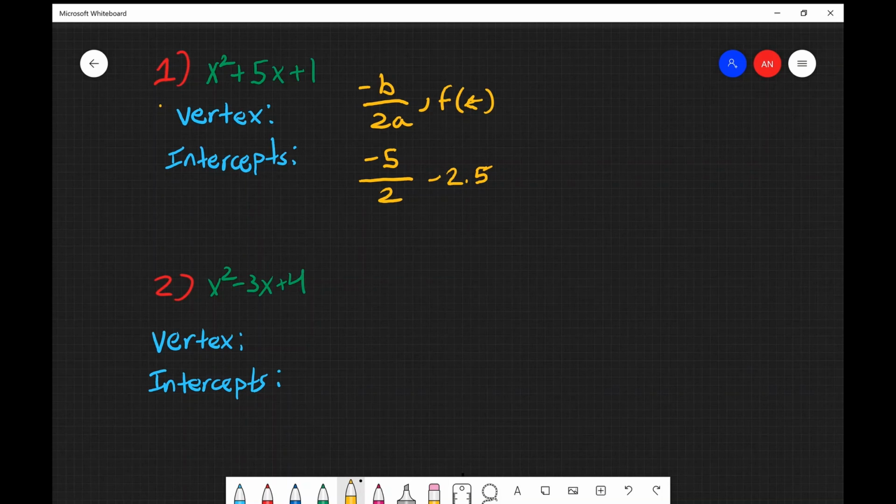Okay. Negative 2.5 whole squared is 6.25. Plus 5 times negative 2.5 is equal to negative 12.5. Okay, and then if you add 1 to that, we get our y. So 6.25 minus 12.5 is negative 6.25 plus 1, and that's negative 5.25. So our vertex is negative 2.5, comma, negative 5.25.